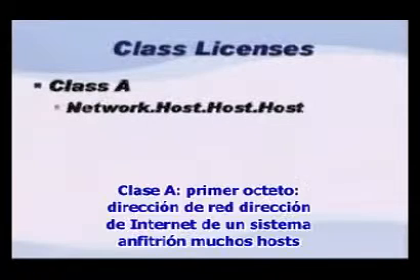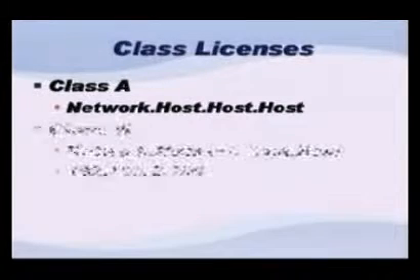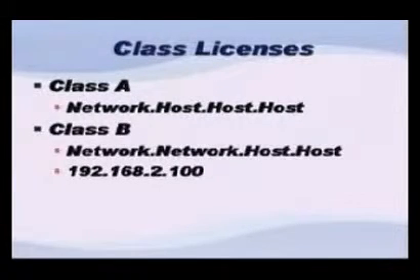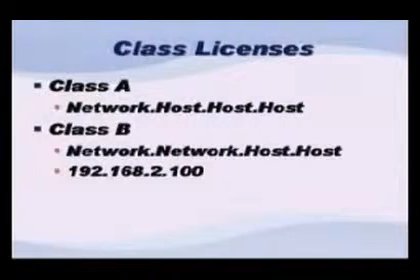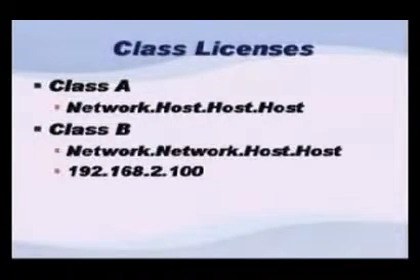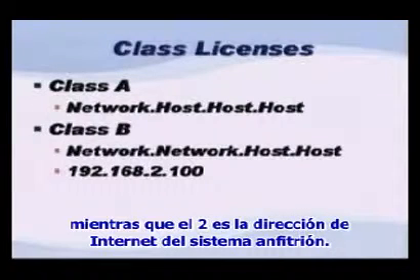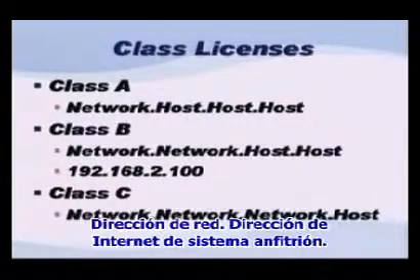Let's go through these class licenses one more time. Class A, just the first octet is the network address. The last three octets are the host addresses. So you can have a lot of hosts with a Class A. Class B, the first 2 octets are the network address, and the last 2 octets are the host address. We're getting into the difference between the network and the host address in a second here, but just keep in mind, in a Class B license, the first 2 octets, the 192, 168, or what have you, is the network, the last 2 are the host. And finally, in a Class C, just the last octet is the host address.